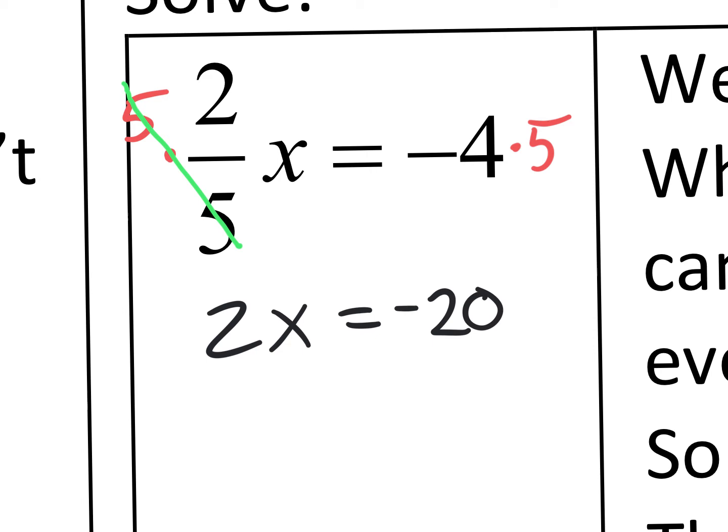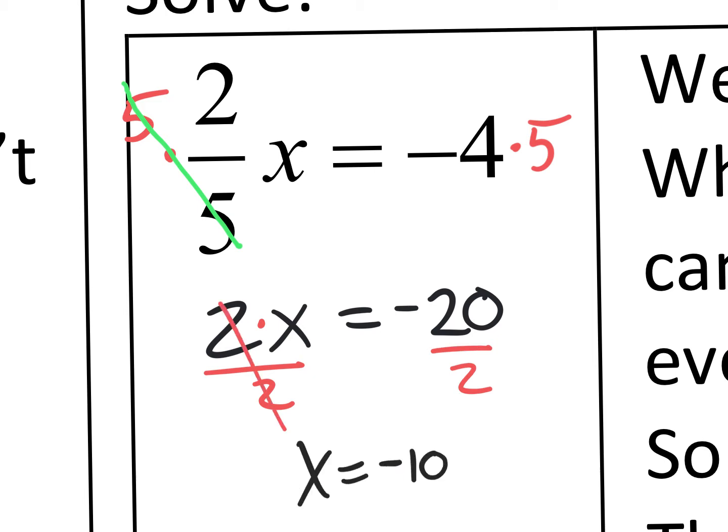And now, what do we really have? No more fraction, but we do have 2 times x equals -20. So I'm going to get rid of this multiplication of 2 by dividing by 2. And what I do to one side, I do to the other side. I will now have x equals -10. And of course, you could double check it by plugging it in and working it out.